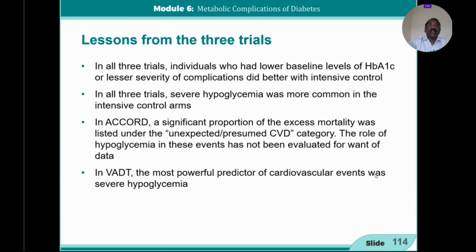So, lessons from these three trials. In all three trials, the individuals who had lower baseline levels of HbA1c or lesser severity of complications did better with the intensive control. In all three trials, severe hypoglycemia was more common in the intensive control arms. In Acute, a significant proportion of the excess mortality was listed under the unexpected or presumed CVD category. The role of hypoglycemia in these events has not been evaluated for want of data.